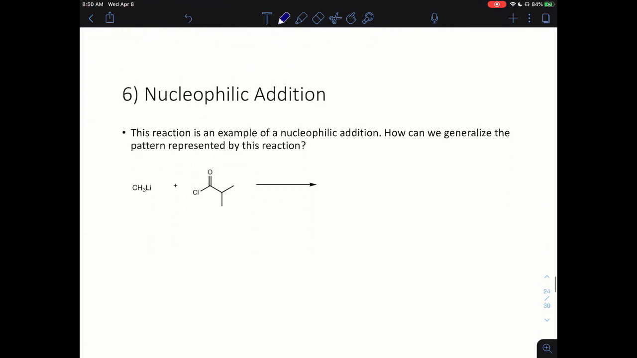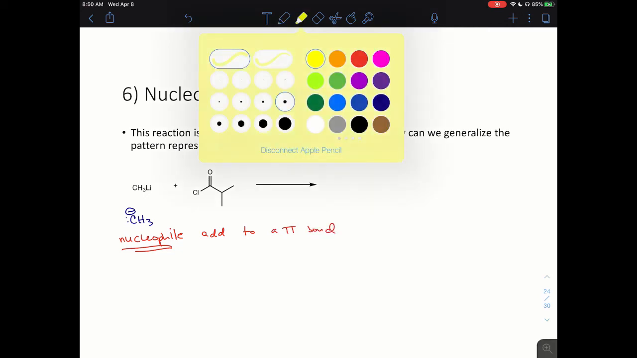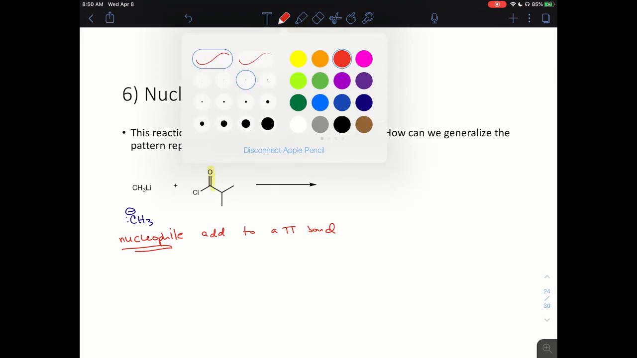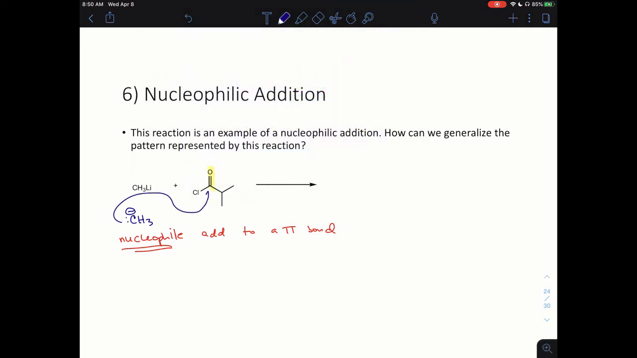So let's think about how we can generalize this pattern, because Cardi wants us to be able to recognize it, and we want to be able to recognize it too. Well, we're going to take a nucleophile, and it's going to add to a pi bond. And that pi bond in this case was our pi CO. So we had a nucleophile, and this time I'm going to do the abbreviation way. I'm just going to pretend it's the carbanion. It adds to a pi bond, and it makes a new sigma bond. And we break the pi CO.